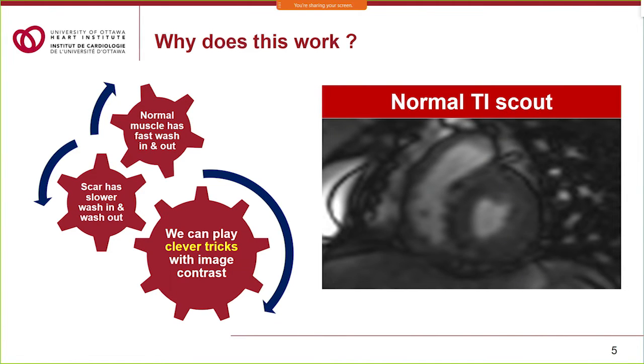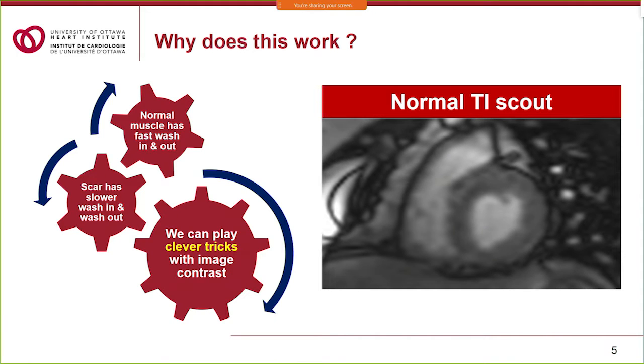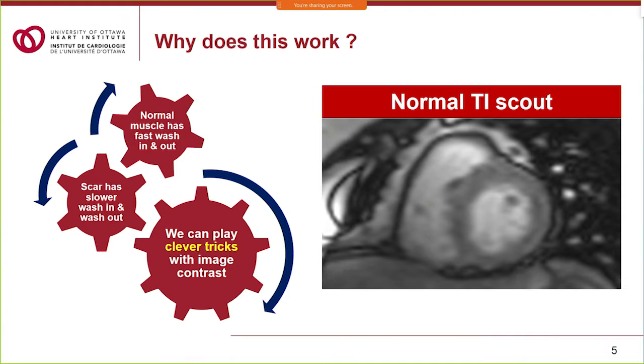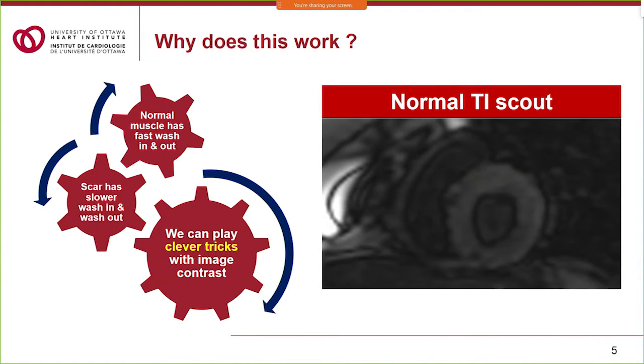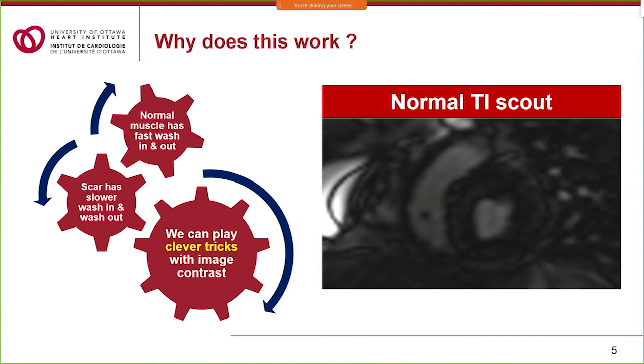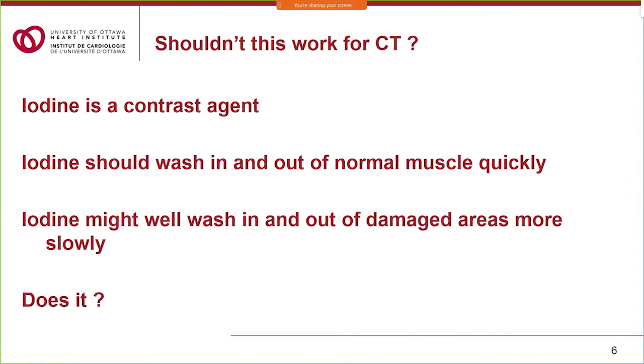tricks that allow us to choose an inversion time when normal myocardium is dark. If that sentence doesn't mean anything to you, it doesn't matter. The point is that with MRI we can cheat, and we can make normal tissue completely black in order to make scar stand out. And the challenge with CT is that we can't do that. But iodine is a contrast agent that behaves in just the same way as gadolinium, and so it does work for imaging scar.